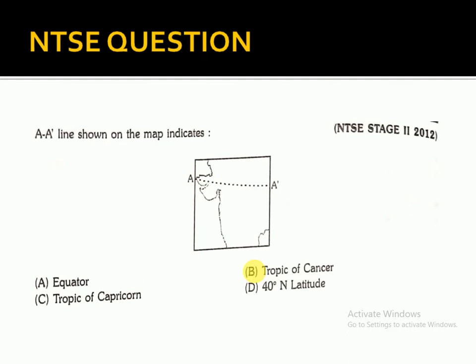Now I will show you how important it is to remember the Tropic of Cancer and the international boundaries of India, because almost every year you find some questions from those two topics. Now see this. This is a question from NTSE Stage 2 2012. What does this line show? I think now it is not very tough to answer this question. It is the Tropic of Cancer, because it is from Gujarat, so even there in the map I showed you where the Tropic of Cancer is.